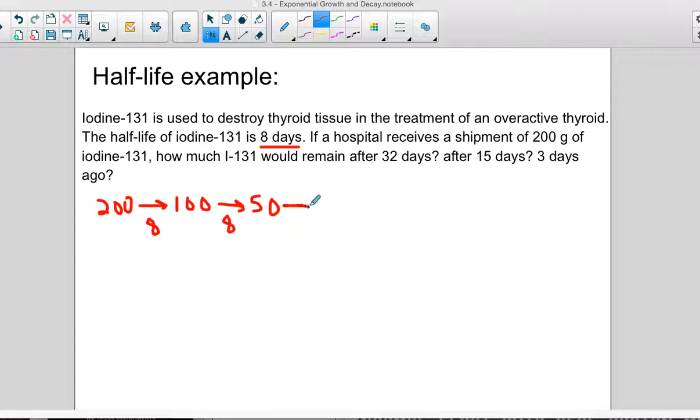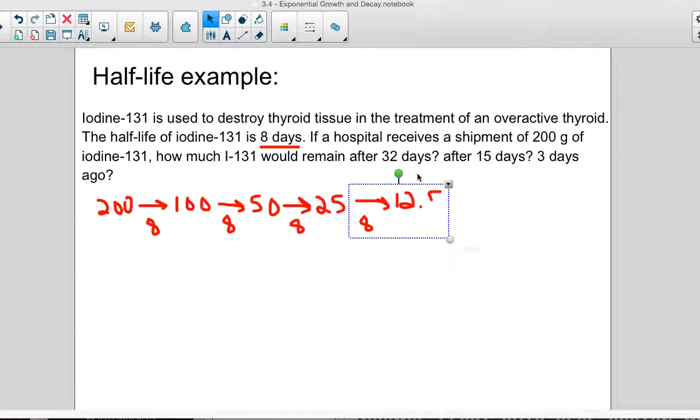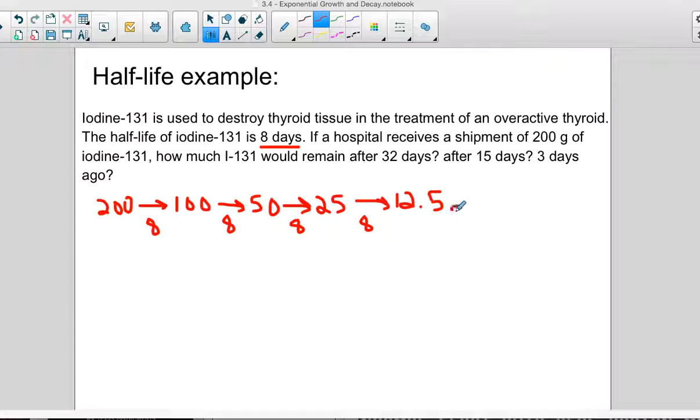Okay, another 8 days, which is a total of 24 days: half of 50 is 25, so you'd have 25 grams left. And then if finally you went another 8 days to get to your total of 32 days, you would have 12.5 grams. And that would be your final answer.